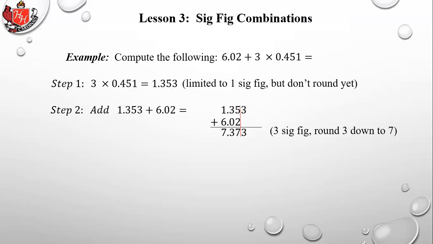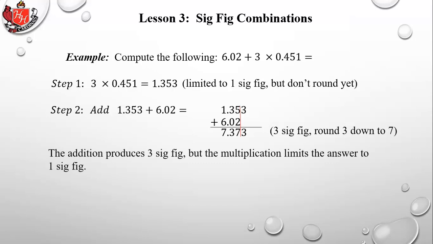So you have 3 sig fig. The addition produces 3 sig fig, but the multiplication limits the answer to 1 sig fig. So the final answer to that is 7. So we use that final answer that we got after the addition, but we then have to look at which has the least number of significant figures, and it is the multiplication that is the limiting step there. So that means our answer in proper significant figures is going to be 7.